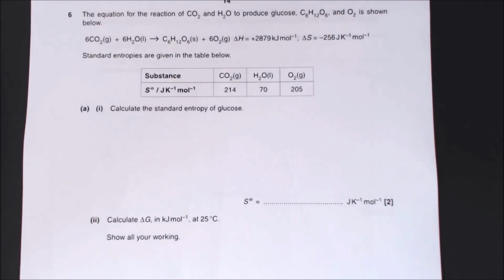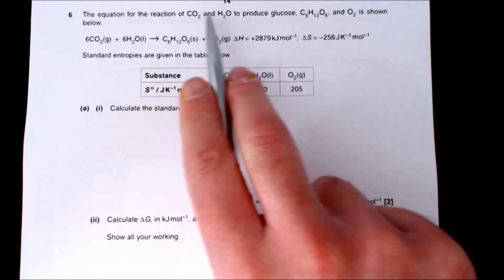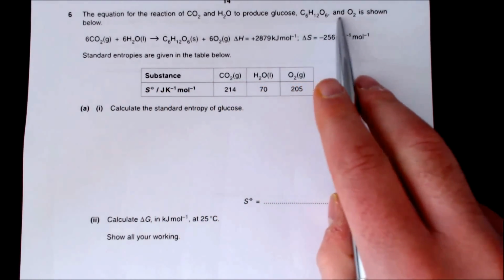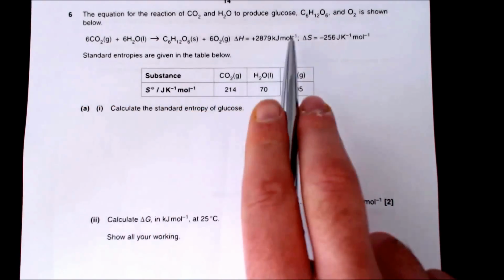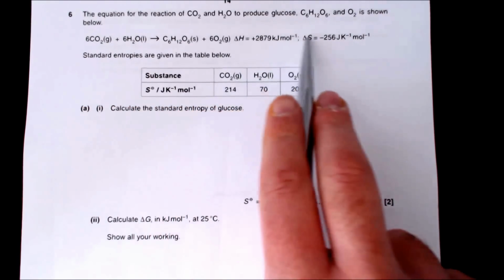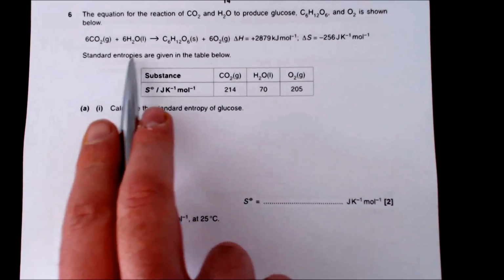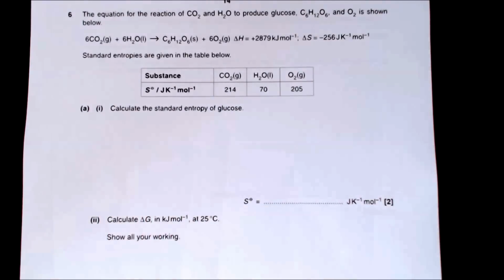Okay, so this is question 6, and it says the equation for the reaction of CO2 and H2O to produce glucose, C6H12O6, and O2 is shown below, and you can see here that we've got the equation. They've given us an enthalpy value and they've given us an entropy value as well for the full reaction. So standard entropies are given in the table below. You can see here that we've got entropy values for different substances.